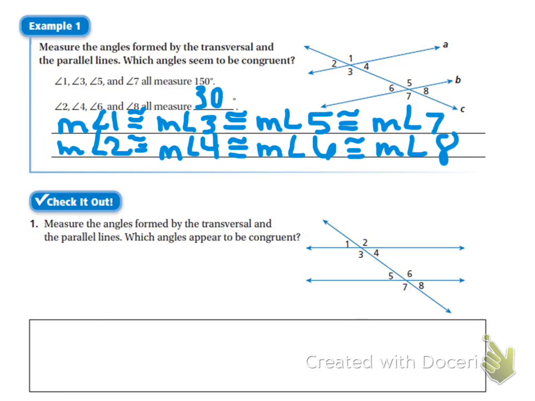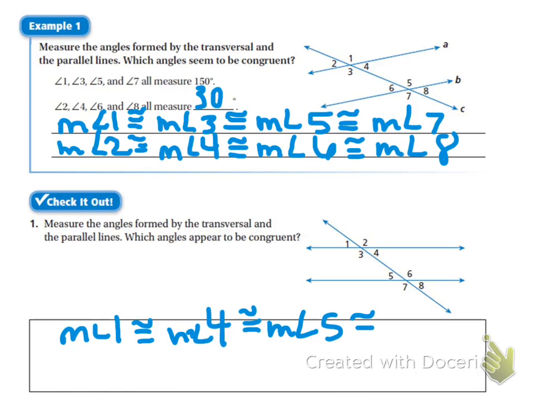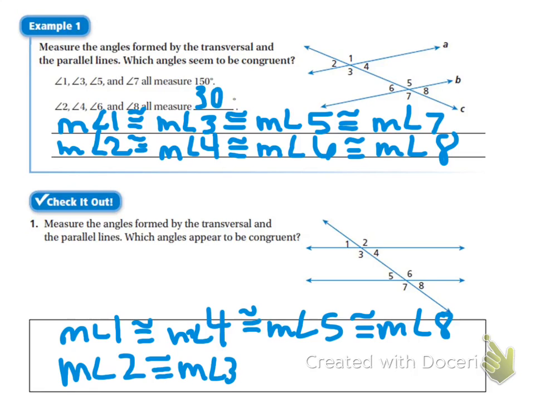Okay, let's check our answer. The measure of angle 1 is congruent to the measure of angle 4. That is correct. The measure of angle 5. That is correct. And the measure of angle 8. That is correct. So then what is left? 2, 3, 6, and 7. That is correct.